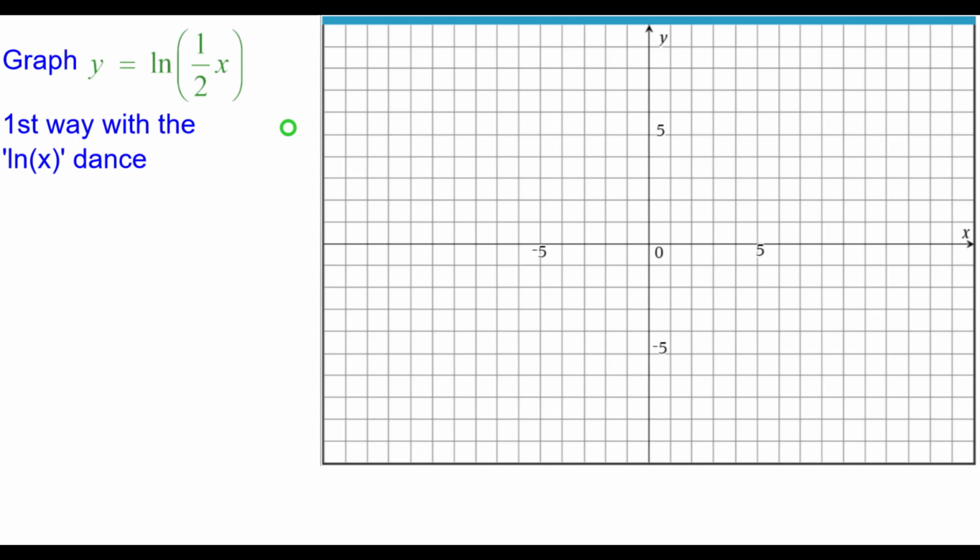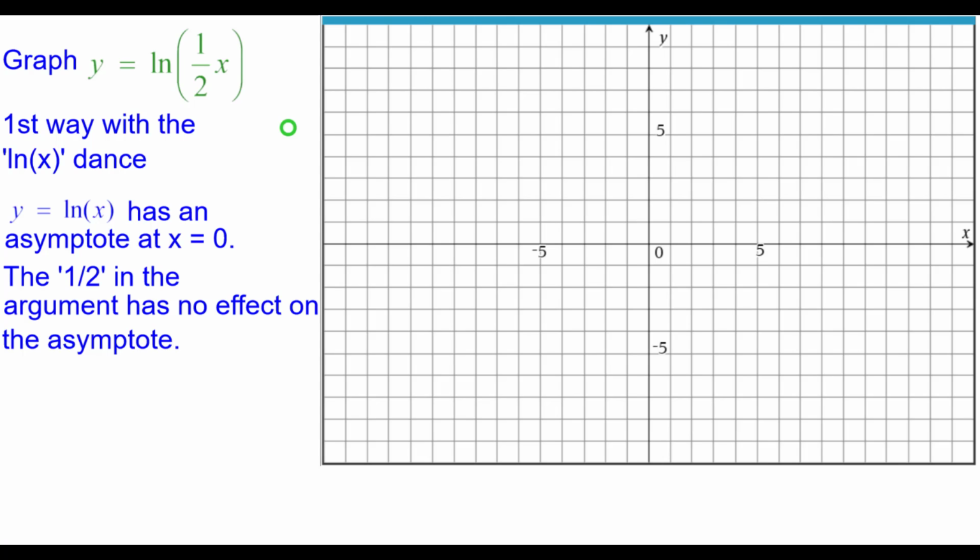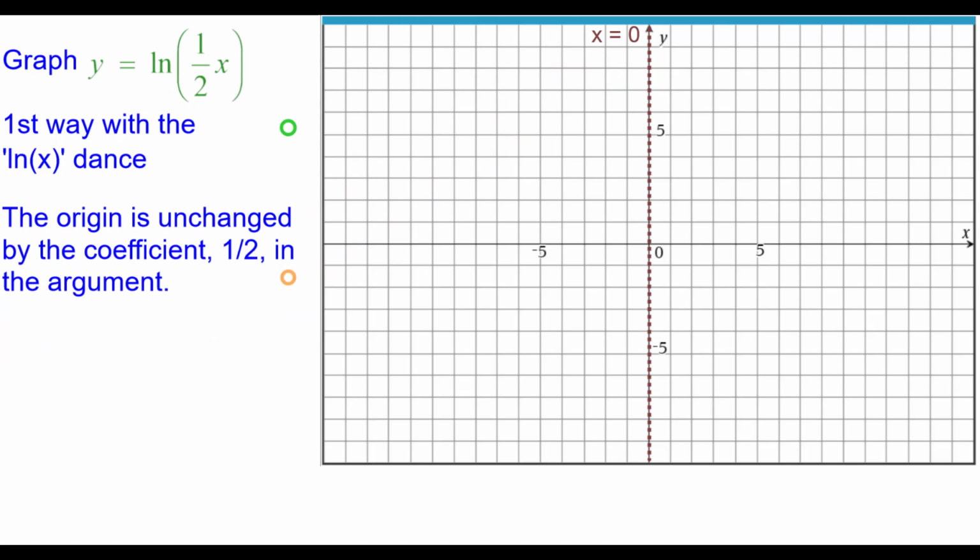The first way is with the natural log of x dance. Y equals the natural log of x has an asymptote at x equals 0, or the y-axis, and the 1/2 in the argument has no effect on this asymptote. So we'll go ahead and draw in x equals 0, the y-axis. The origin is unchanged by the coefficient 1/2 in the argument, so we're going to plot all points relative to the origin, 0, 0.